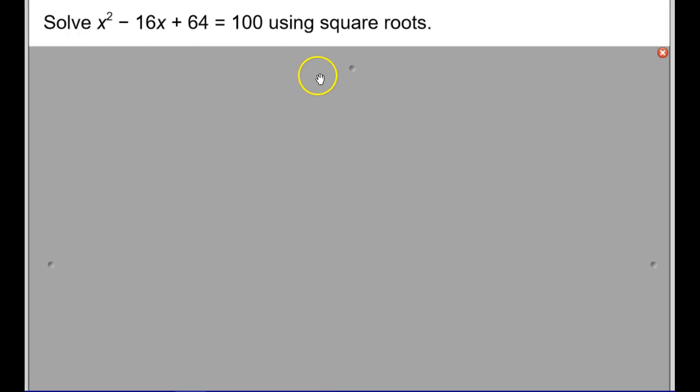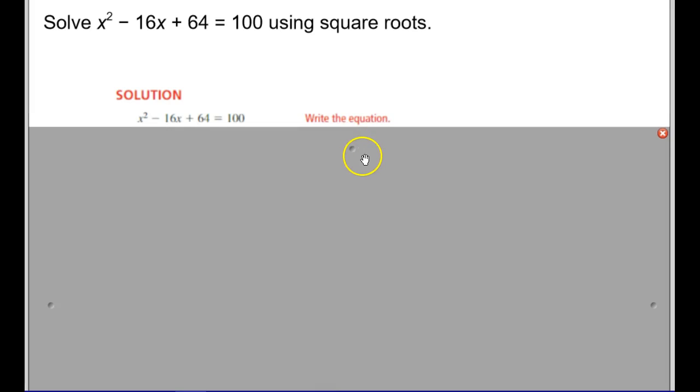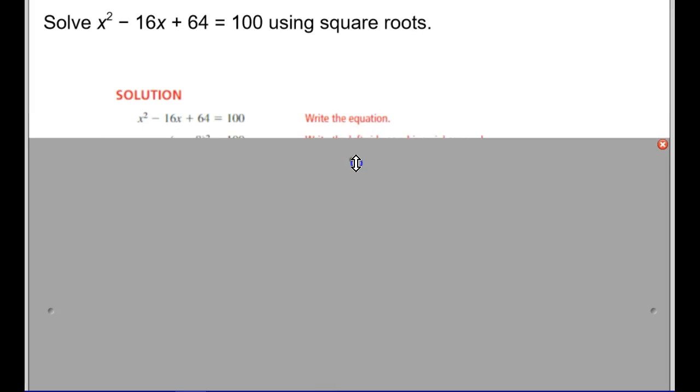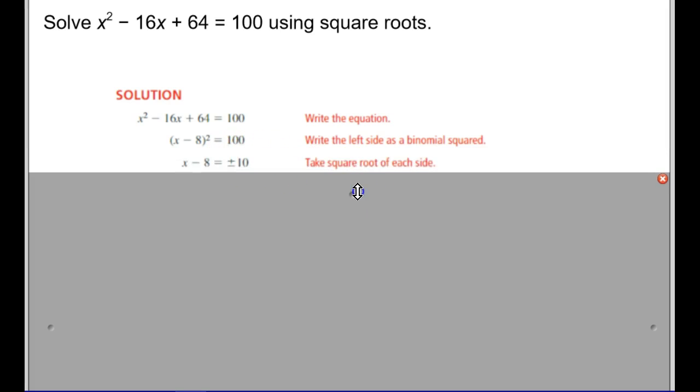So my first example, solve x squared minus 16x plus 64 equals 100 using square roots. So generally I wouldn't say this would be a square root one because I have this x term. But I also notice that my left side is a quadratic expression that can be written with square roots. So I know that x squared minus 16x plus 64 can also be written as x minus 8 squared. Now that I've written it this way, I can go ahead and take the square root of both sides.